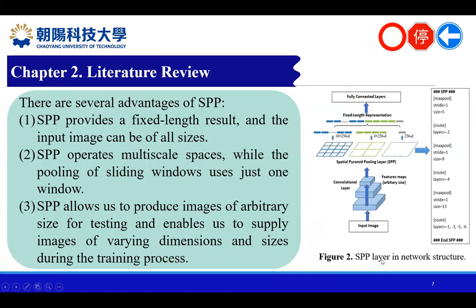We can see in figure 2, this is the SPP layer in the network structure. And there are several advantages of SPP. First, SPP provides a fixed length result, and the input image can be of any size. SPP operates on multi-scale space while the pooling of sliding windows uses just one window. SPP allows us to produce images of arbitrary size for testing and enables us to supply images of varying dimension and size during the training process.